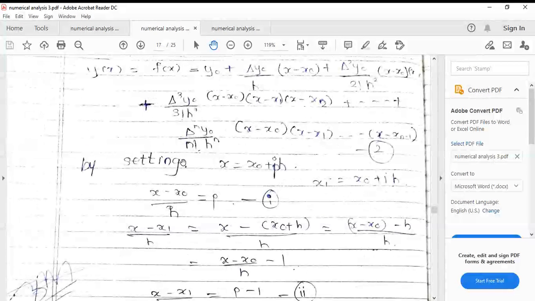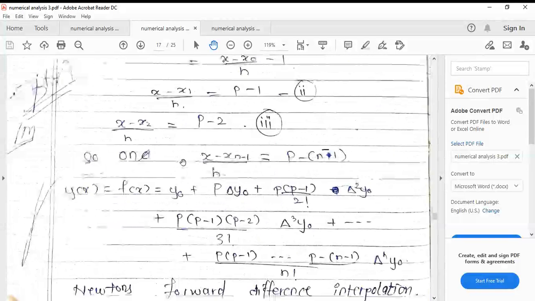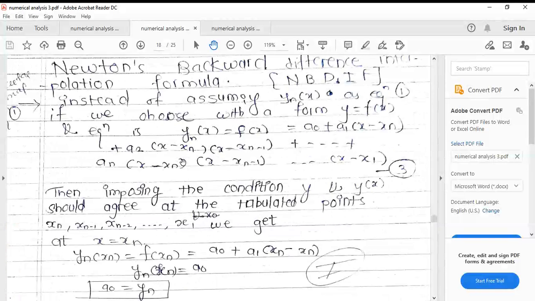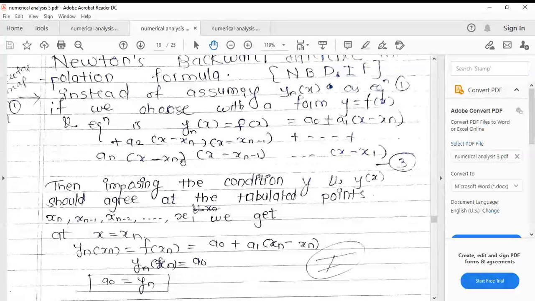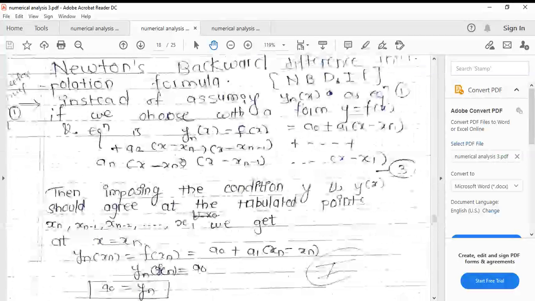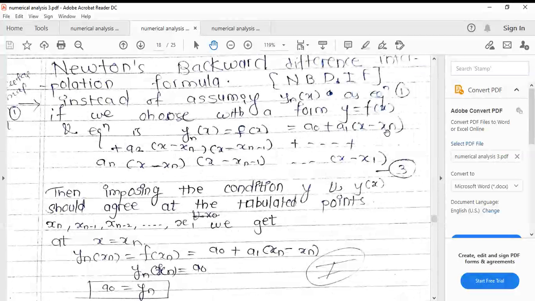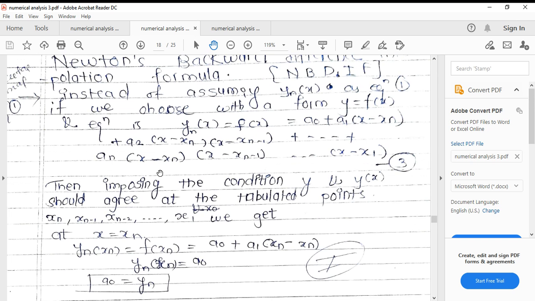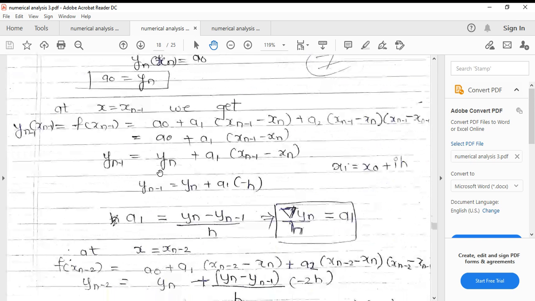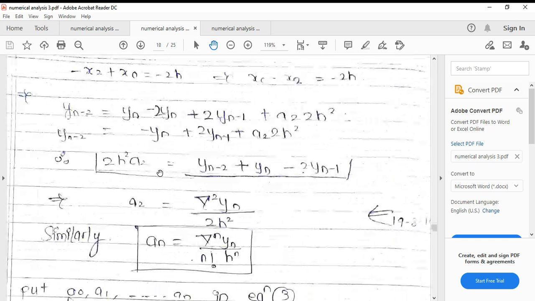Then substitute (x minus x naught) divided by h as p, and you will get a polynomial in terms of p. And this is Newton's backward interpolation formula, as I have told, where you have to write down a naught plus a1 (x minus xn), and so on. So here you can see this will be an nth degree polynomial because we have started with x1 up to xn. That is, if you calculate this, the coefficient of an will be the nth power. Okay. So here also we have to find out the values of a naught, a1, and so on.